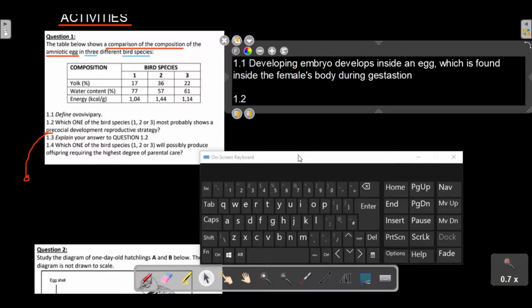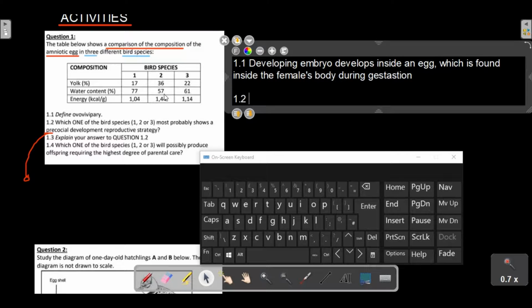Now, in order for a bird species to give birth to a fully developed offspring, that particular amniotic egg had to have a higher composition of yolk, higher water content, higher energy, because that would have meant that it had consumed a lot of these, such that it was able to grow to its fully developed state.